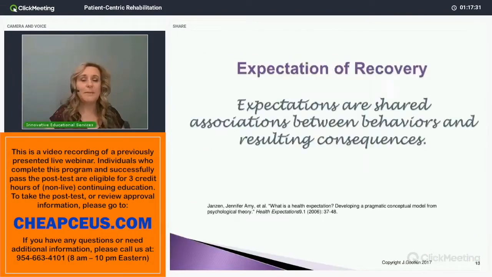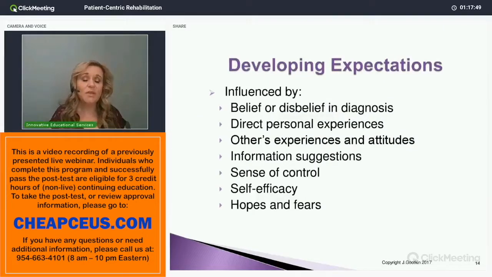Sometimes we need to take a step back and really look at, well, what is this expectation of recovery? For a patient, and for anyone, it's the belief that some future event is going to happen. If this, then that. And where do they get that from? How do patients come up with it? Well, the research is starting to show that there's a very clear way patients determine what their expectations of rehab and rehab outcomes are. In 2016, there was a study.